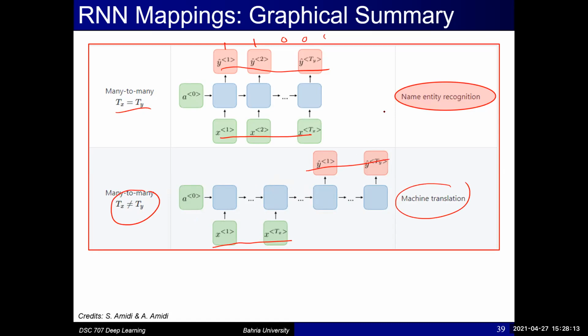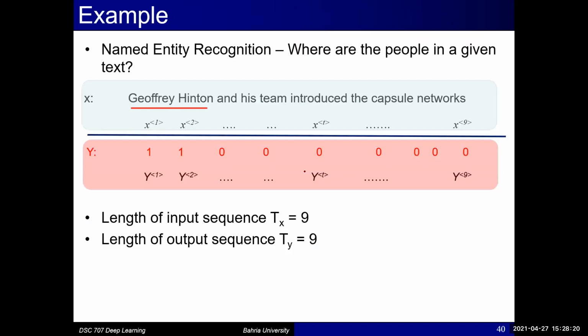Out of these examples, let's focus on named entity recognition to further develop some ideas. This is a concrete example. We have a text, maybe a sentence: Jeff Hinton and his team introduced capsule networks. So this is the input sentence.